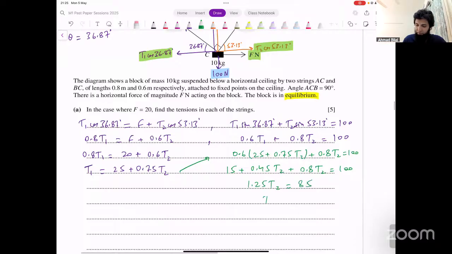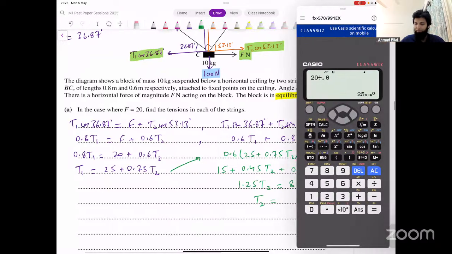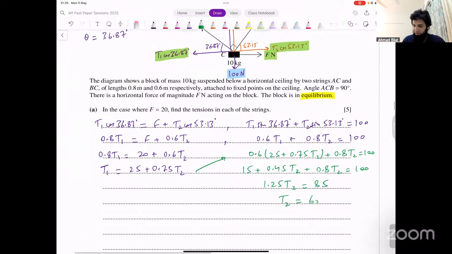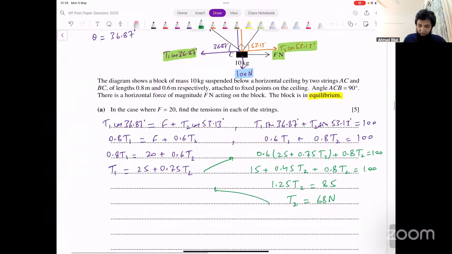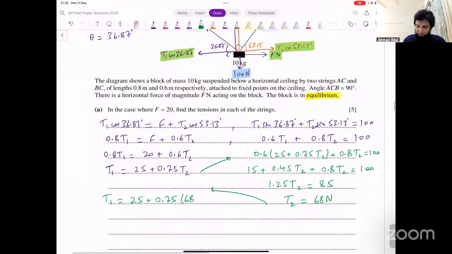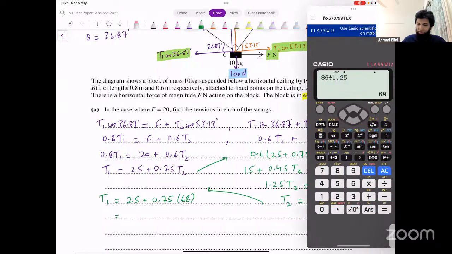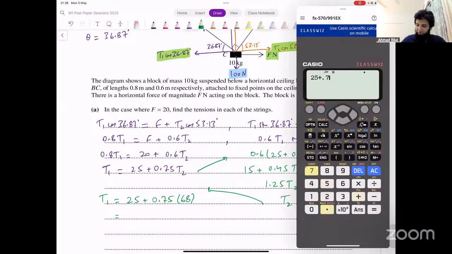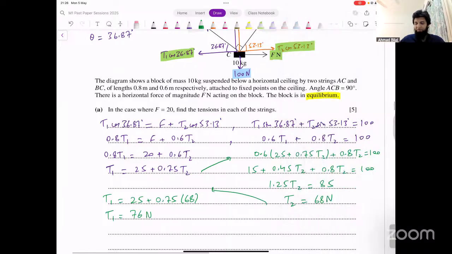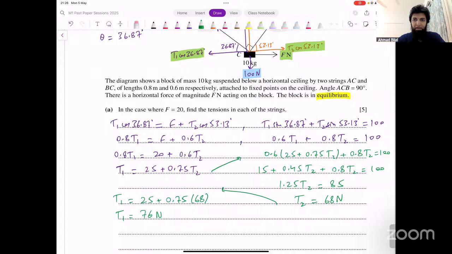And that will give you the value for T2. You can see what that turns out to be. 85 divided by 1.25, and that's 68 Newton. That's the value of this tension. Input that in the other equation, and that will give you the corresponding value for T1 as well. That's 25 plus 0.75 into T2, that is 68. And you can see what that turns out to be. 25 plus 0.75 into 68, that's 76 Newton. These are the values of the two tensions that we were looking for, right? T1 is 76 and T2 is 68, and that's our final result.